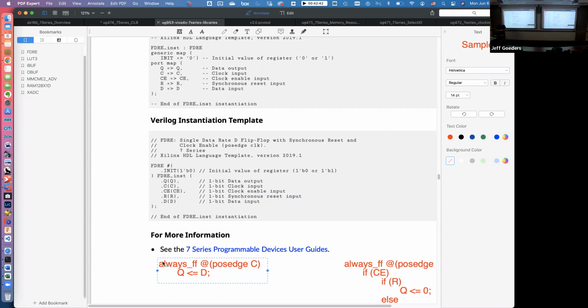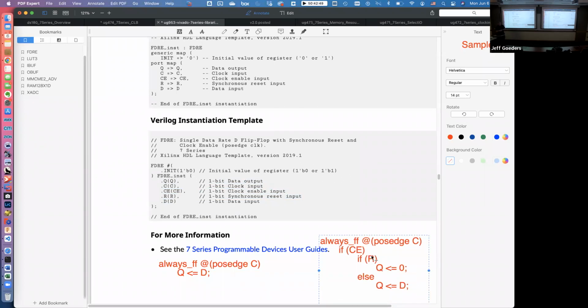Now they have a lot of flip-flop primitives. If you were to write this code right here, always_ff, if clock enable, then if R, Q gets 0, else Q gets D, it will map that right onto an FDRE for you. And so when it says inference recommended, it means don't be instantiating individual flip-flops. But Vivado can infer them. So we'll get to your specific question, but that's a start, Ben.